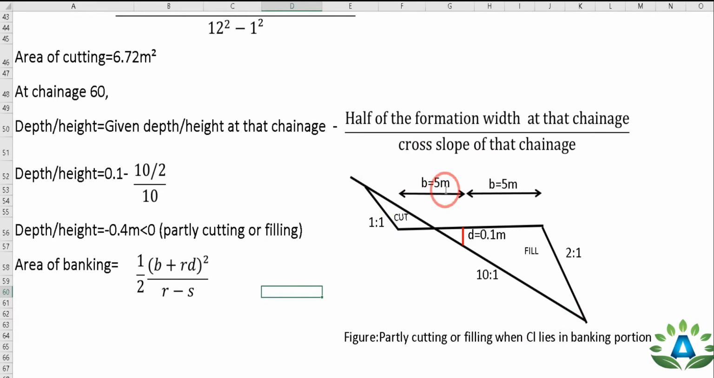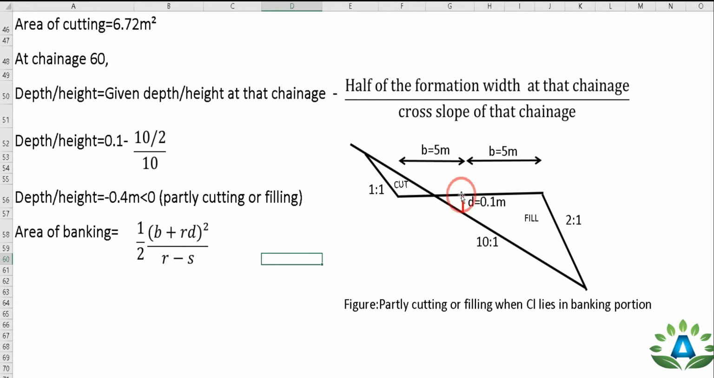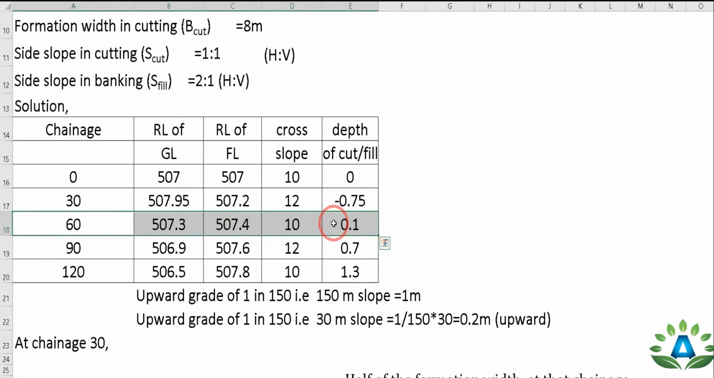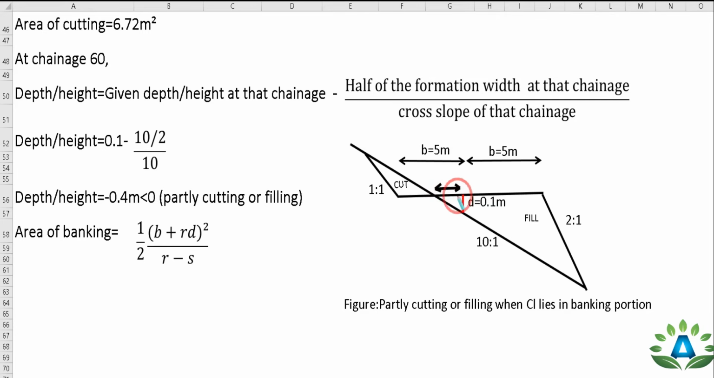And here the cross section at the chain edge of 60 will look like this. So this is our center line, and the center line lies in the banking portion because at the chain edge of 60 we have the depth of the banking. That is, this is the positive portion, and you can also find the length of this portion by using the cross slope. So we have this cross slope as r:1, that means horizontal is to vertical. So here we have horizontal value as 10 divided by vertical. And here also we can see in this small triangle we have this horizontal length unknown and let it be x, whereas we have this vertical distance as d, that is 0.1 meter.